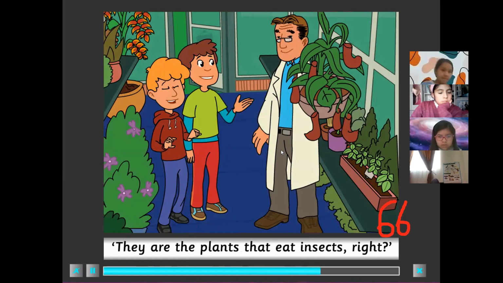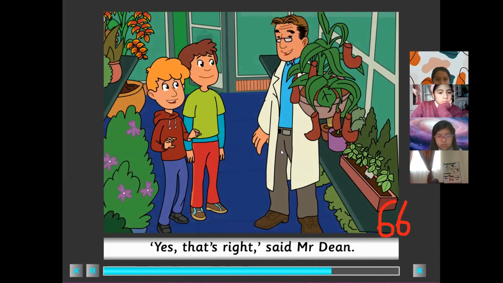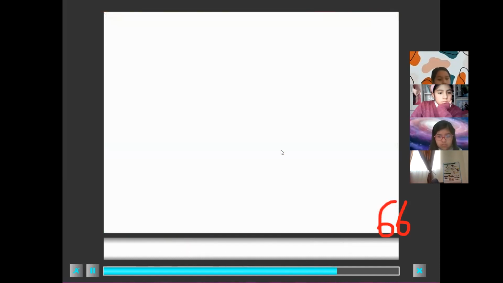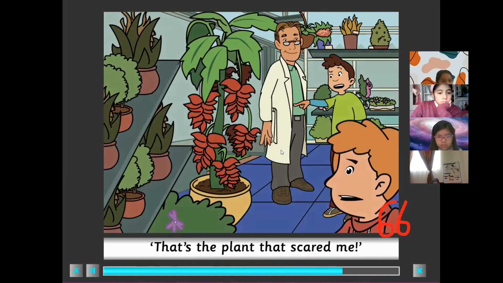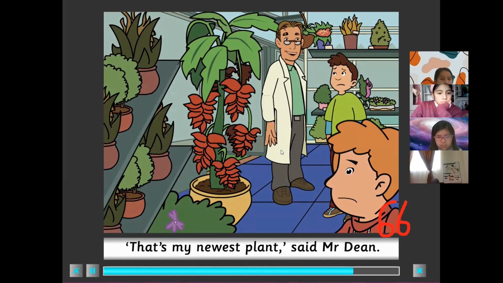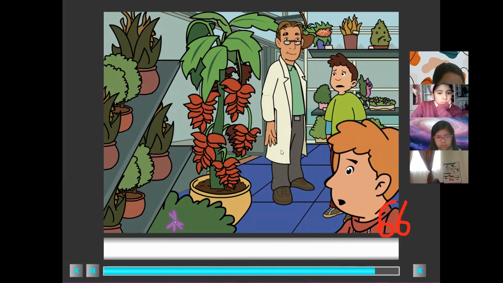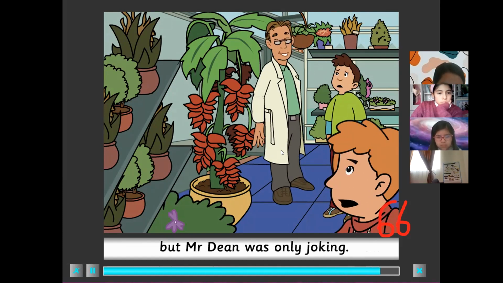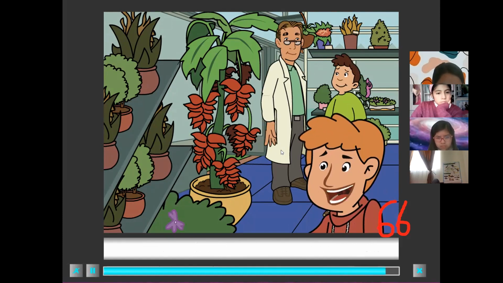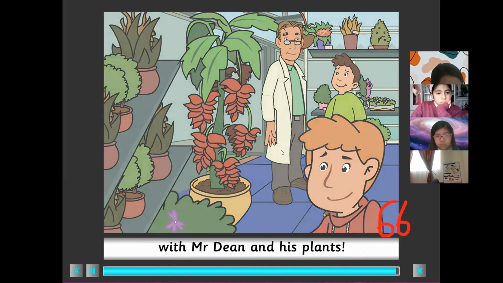"They are the plants that eat insects, right?" said Arthur. "Yes, that's right," said Mr. Dean. "That's the plant that scared me," said Arthur. "That's my newest plant," said Mr. Dean. "It's from the Amazon rainforest, and it eats everything." Arthur and Jack were scared, but Mr. Dean was only joking. They all laughed. Arthur and Jack had a wonderful time with Mr. Dean and his plants.